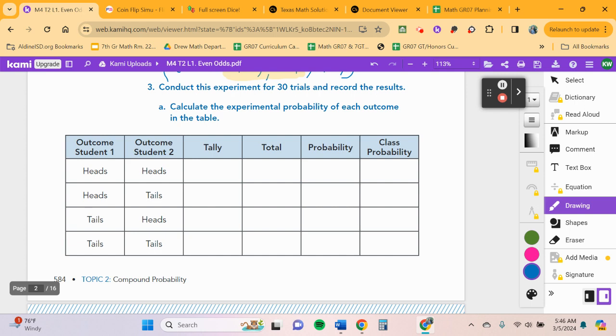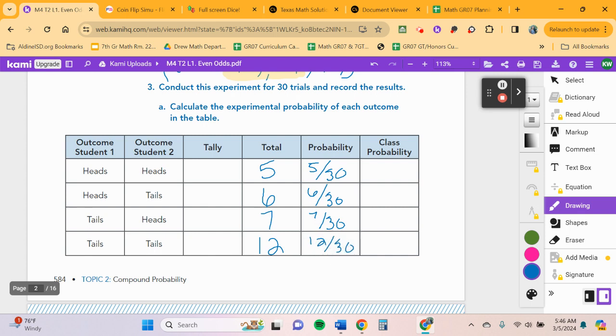So for both coins landing on heads, that resulted in a total of 5 flips. Heads, tails, I got that 6 times. Tails, heads, I got that 7 times. And tails, tails, I got 12 times. So the probability of each of those, for both coins landing on heads, would be 5 out of 30, because I flipped the coins 30 times. For heads, tails would be 6 out of 30. For tails, heads, that's 7 out of 30. And for tails, tails, 12 out of 30.